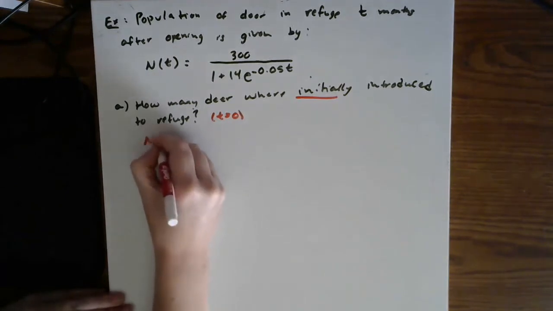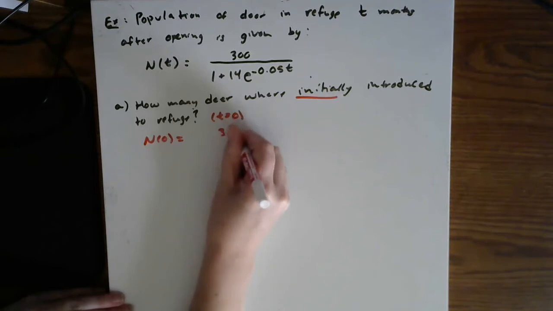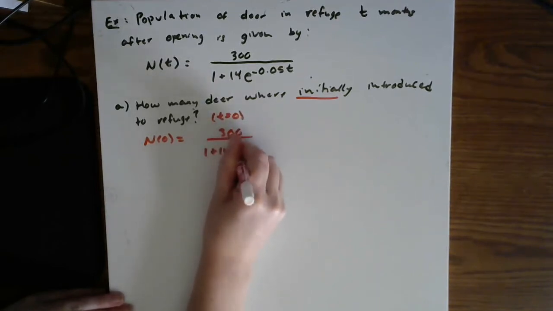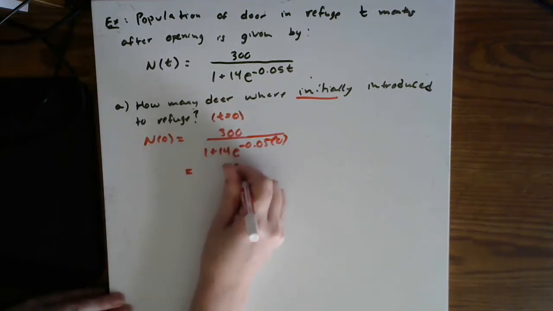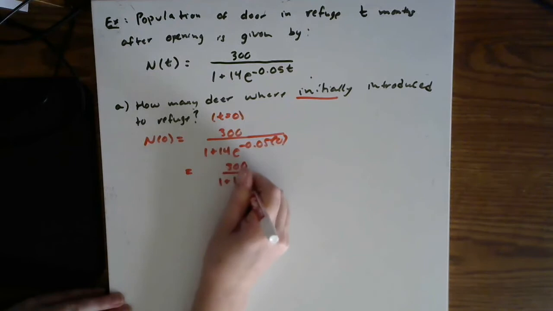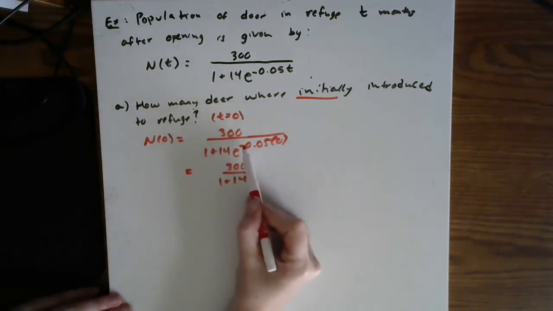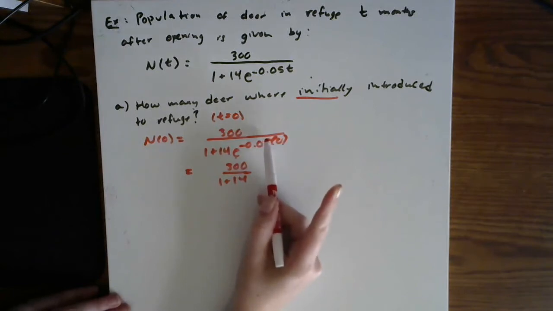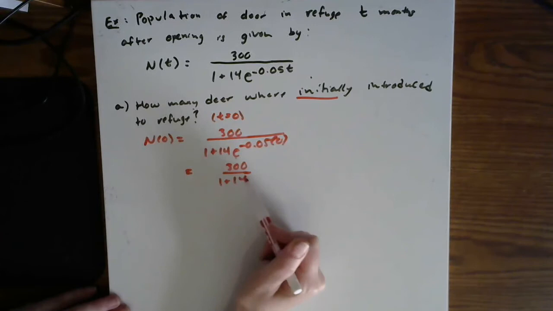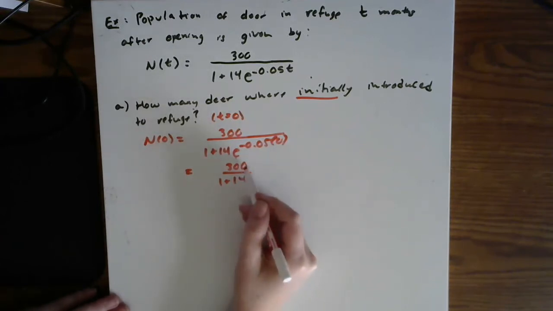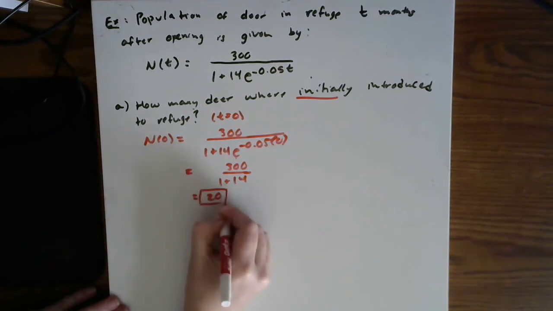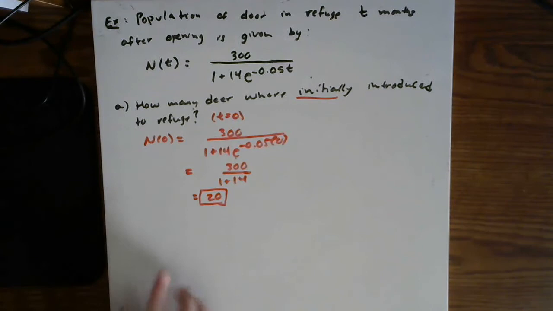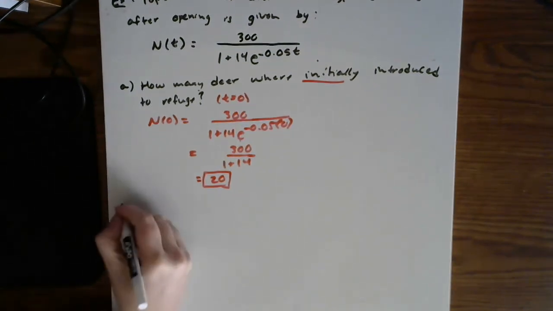So that being said, let's just plug zero in for t. 300 divided by 1 plus 14.16e to the minus 0.05 times zero, which gives me 300 over 1 plus 14.16. Okay, so remember, anything times zero is zero. Anything raised to the zero is one. So one times 14.16 is 14.16. So now 300 divided by what would become 15.16 is 20. So they didn't have very many deer to begin with on this refuge. They only had 20 deer. But let's see how quickly the population grew.